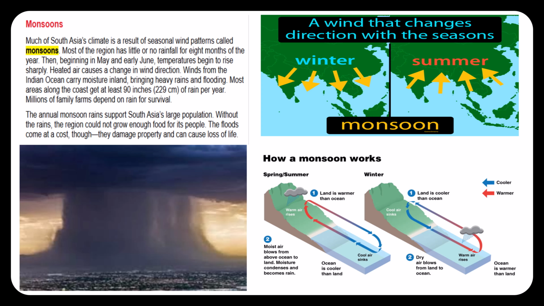Question number 23. What is a monsoon? A monsoon is described as a wind that changes direction within the seasons. And you can see how a monsoon works, pictured right here.